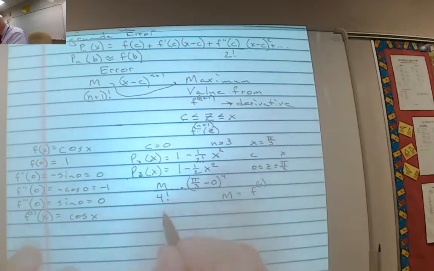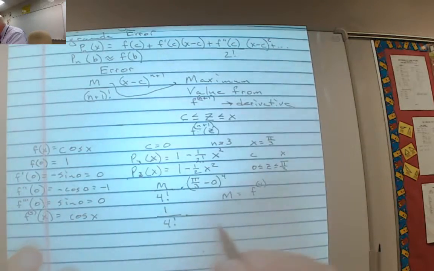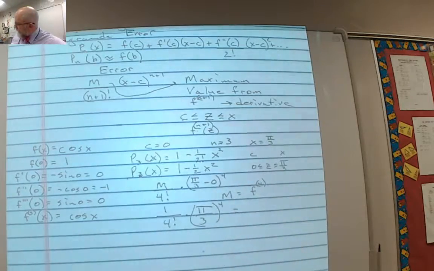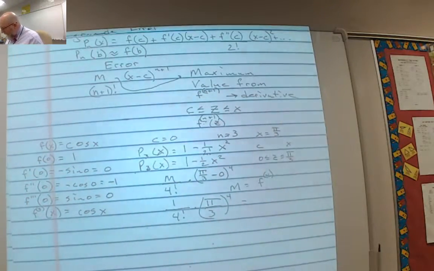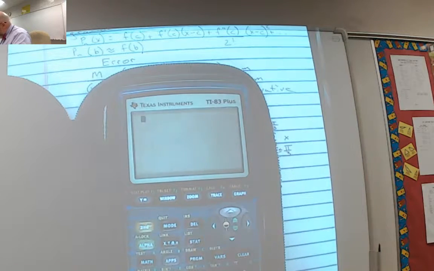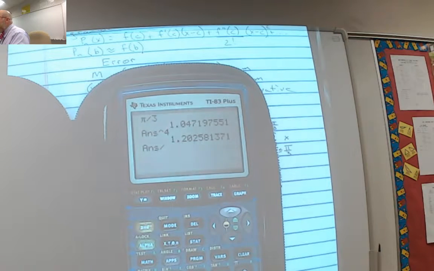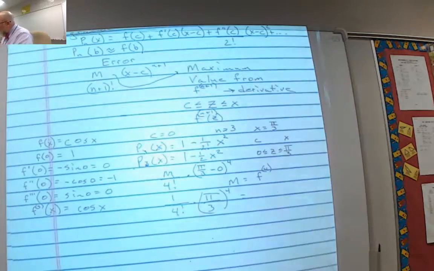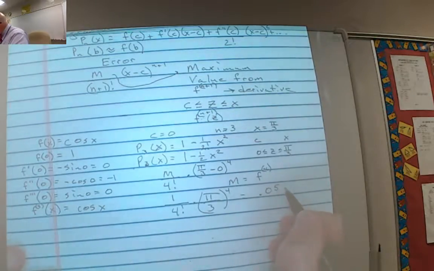So I'm going to put 1 because that's the maximum value. And I'm going to have 1 over 4 factorial times pi over 3 to the 4th power. And I'm going to figure that out on my calculator. Can you see that okay? I'm going to take pi divided by 3. I'm going to raise that to the 4th power. I'm going to divide that by 4 factorial. What is 4 factorial? 24. So my error is 0.0501.